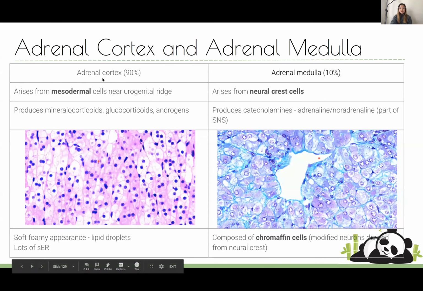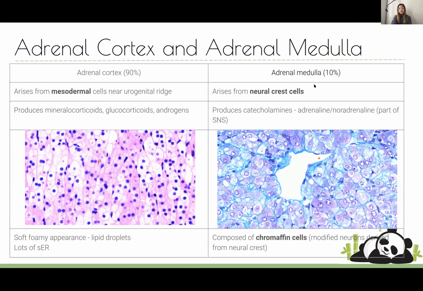The adrenals are made up of your cortex, which is 90% of it, and your medulla. So it's kind of like the pituitary gland: you have different embryological origins, and that means they do different things. Your cortex arises from mesodermal cells, and they produce your mineralocorticoids, glucocorticoids, and androgens. On histology, you get the soft, foamy appearance with lipid droplets and lots of SER.